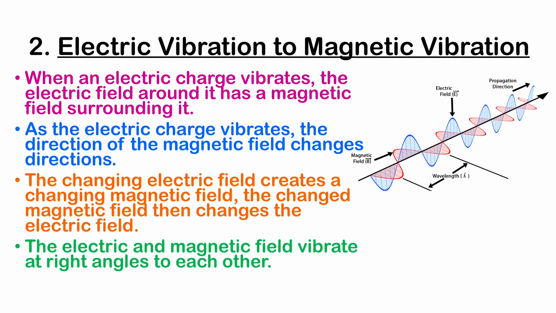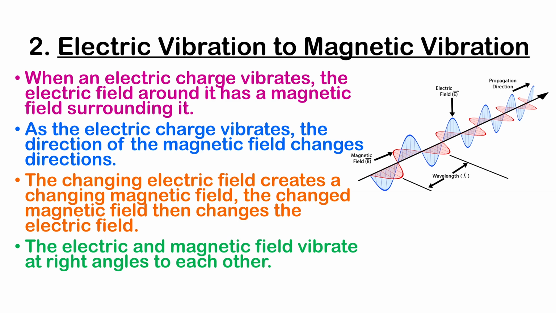So we have seen how electricity is associated with magnetism. And we see here we have this electricity magnetism relationship. So the electric and magnetic fields vibrate at right angles to each other. So this is useful in engineering and planning and designing.